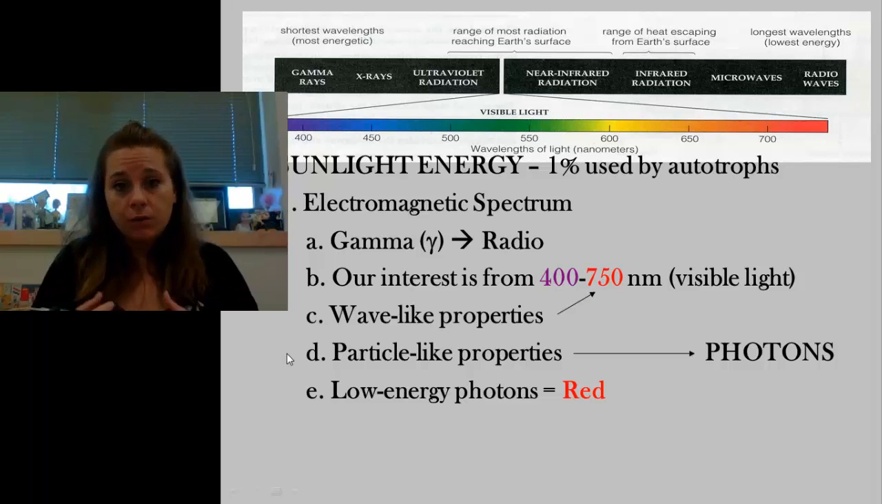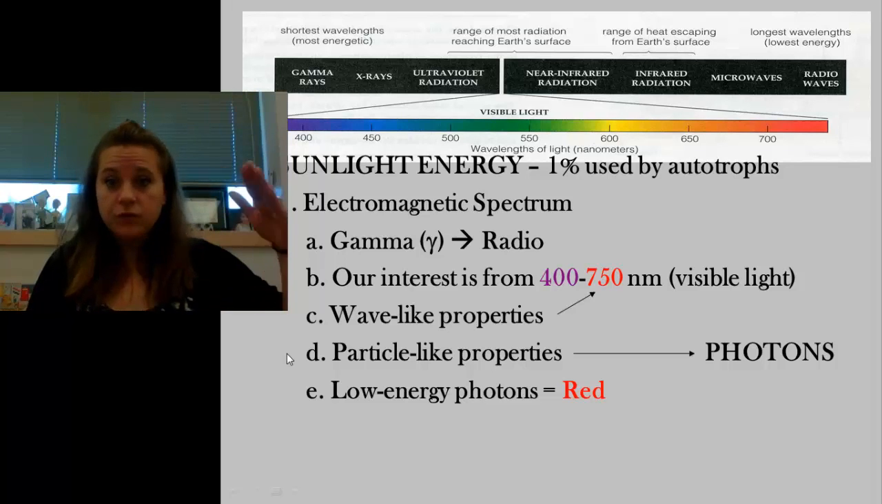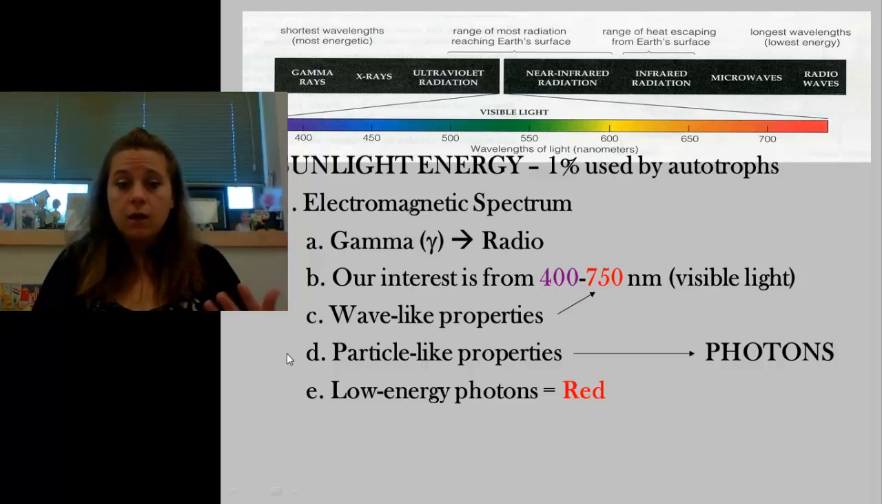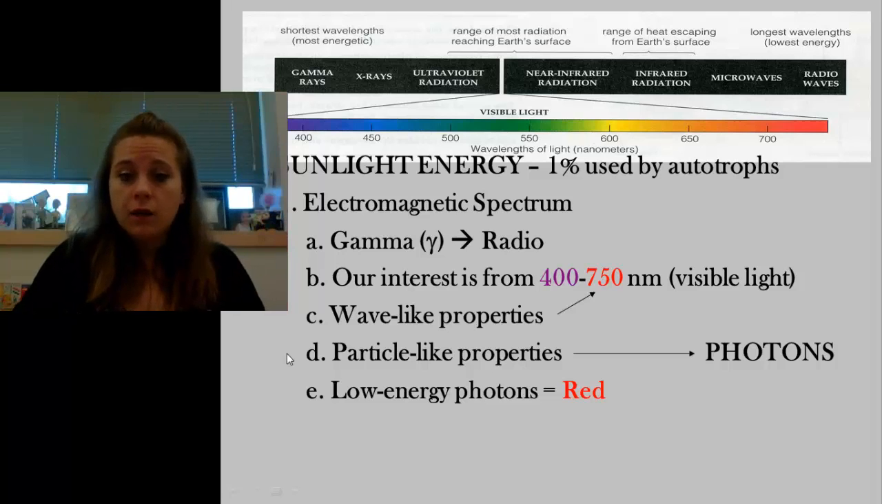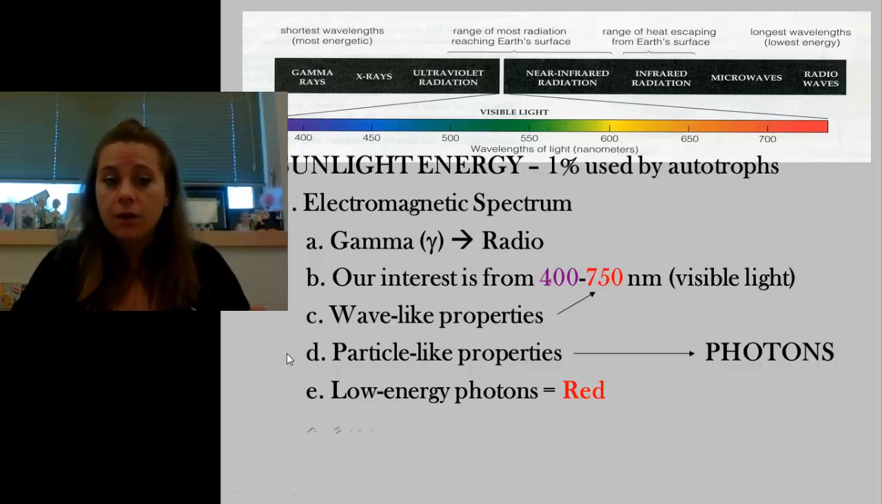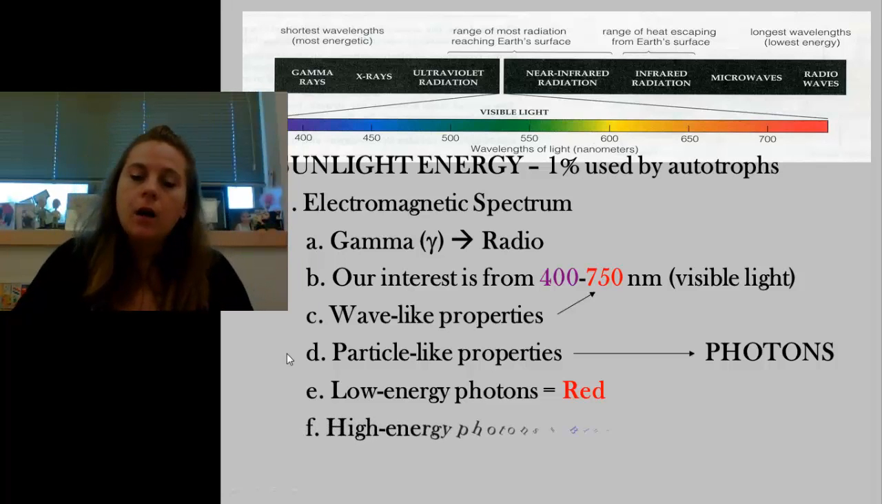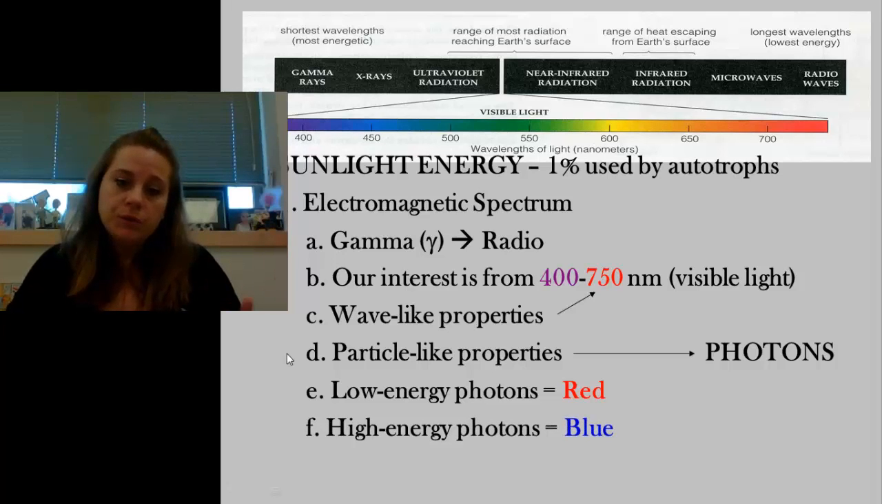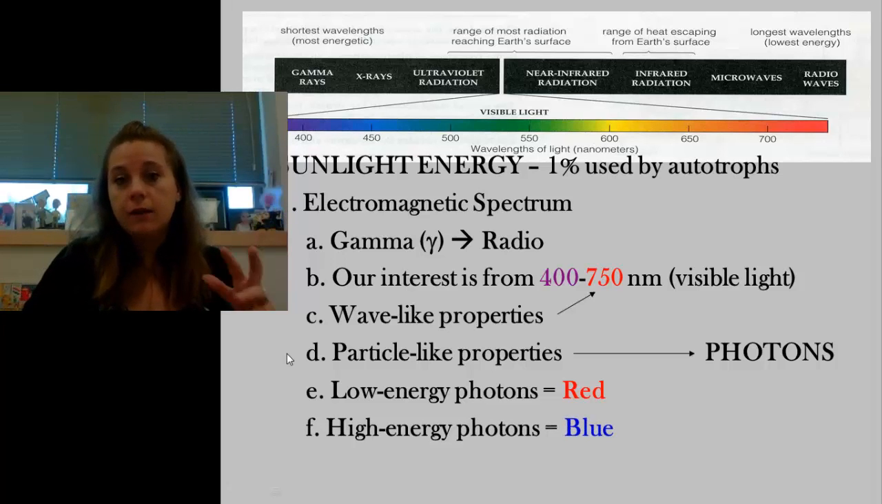So the higher the wavelength of light, like in your reds, your 700s, your 750, you get low energy photons. High energy photons are the other way around, so those are going to be your blues. Plants like reds and blues primarily.